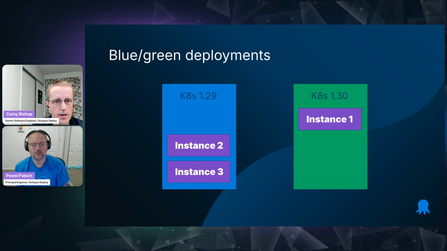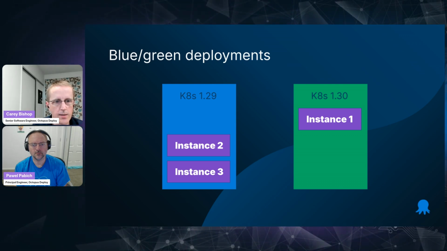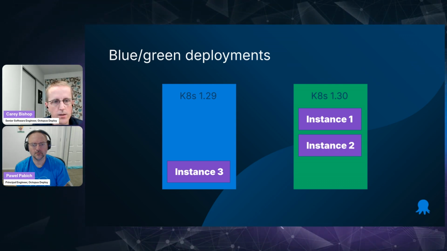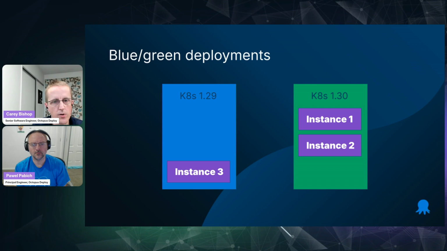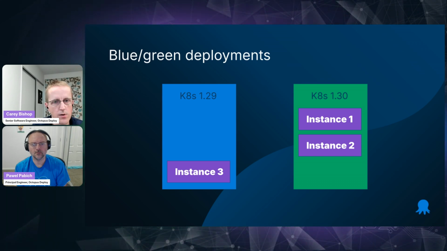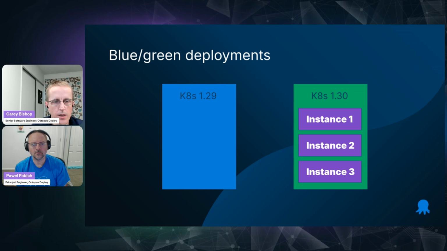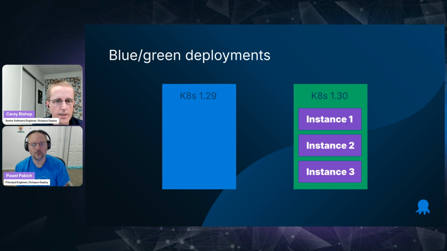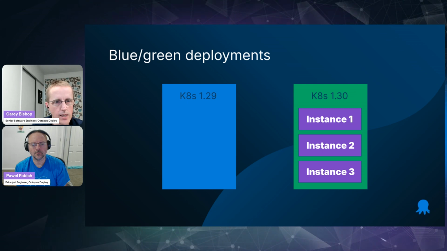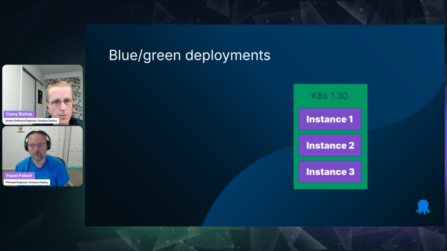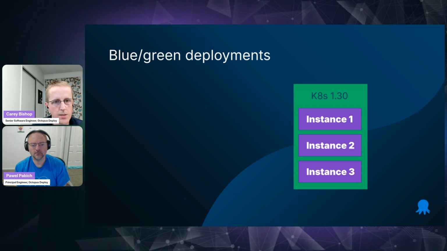So an hour or 2 later, instance 2 hits its maintenance window, and so we can shut down the pod on the 1.29 cluster and spin up a new pod for that instance on the 1.30 cluster. And then eventually, after about 24 hours, we'll probably have all of the instances moved across to that new cluster, and that old cluster, the 1.29 cluster, doesn't have anything running on it anymore. And so at that point, we can blow it away, and we're left with our new cluster running the new version of Kubernetes.